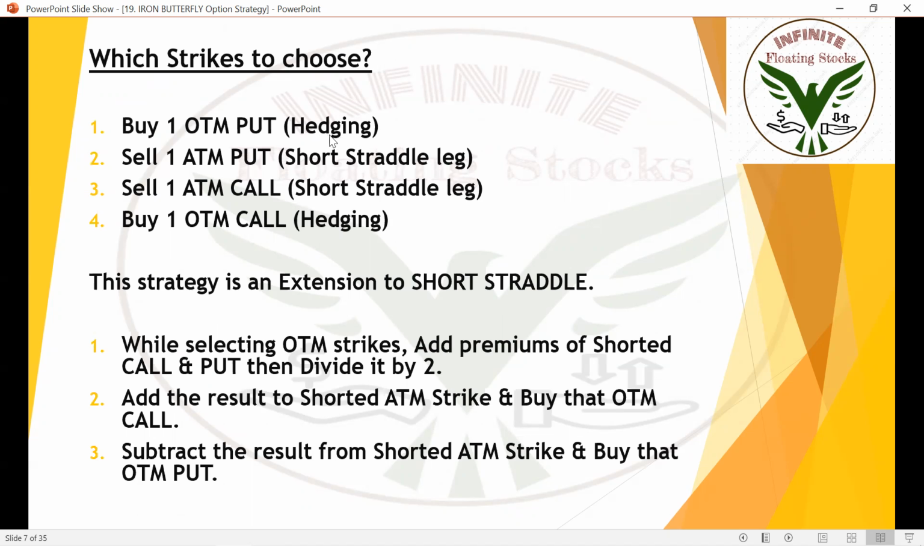Hedging is nothing but the process that can be used to minimize your loss. So here we are trying to convert the maximum loss into a minimum, limited loss. We are converting unlimited risk to a limited risk, to a limited loss. So we buy out of the money put and out of the money call: for the upper break even, buy call; for the lower break even, buy put.